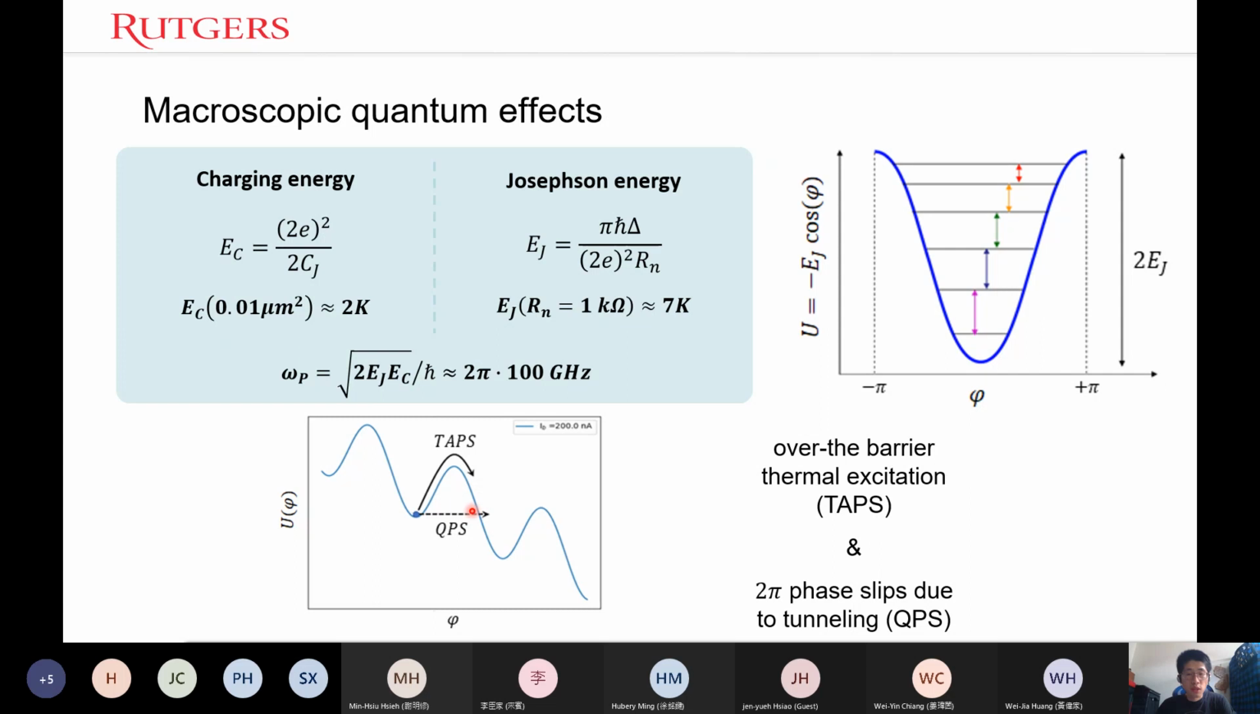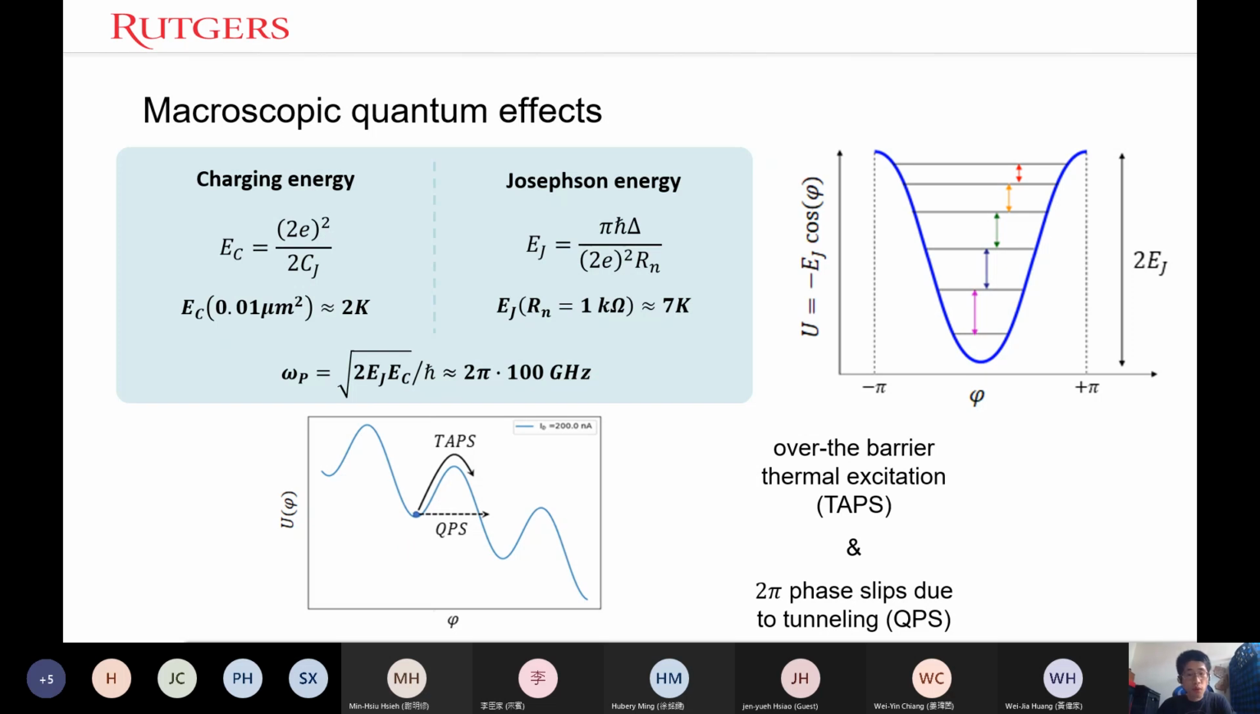And the second one is the quantum phase slip, or quantum tunneling through the local minimum to the next local minimum. And in both cases, the phase advances by approximately 2 pi, also known as the 2 pi phase slip. If the junction EC is relatively small, where we have many discrete levels, then this quantum phase slip can be safely ignored.